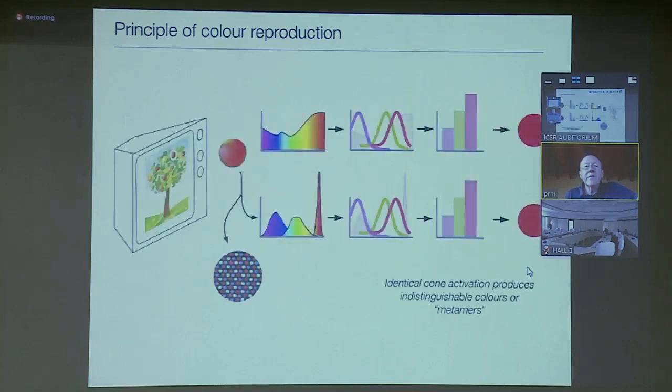As you know, of course, you're not looking at real apples on real trees when you see this image on a video monitor projected onto your screen. So let's think about a real apple on a real tree. It reflects strongly in the long wave part of the visible spectrum. The photon catch of the apple is caught by these three receptor types. The long wave receptor is more sensitive, catches more photons, and therefore sends a stronger message to the brain. Therefore, the object appears red.